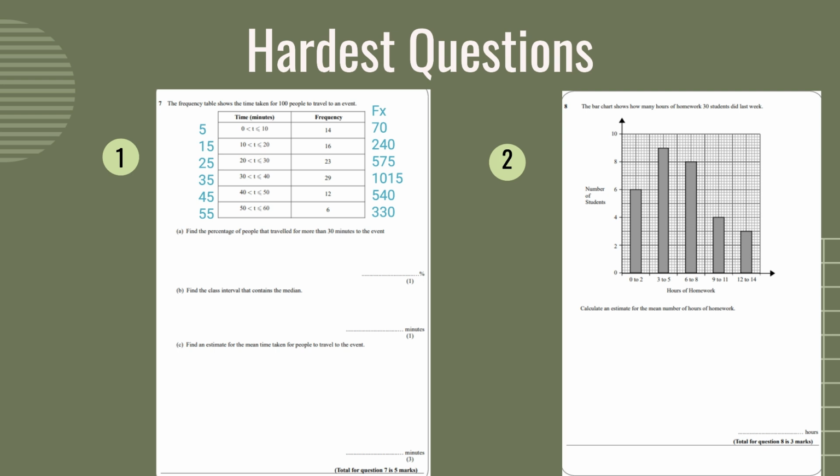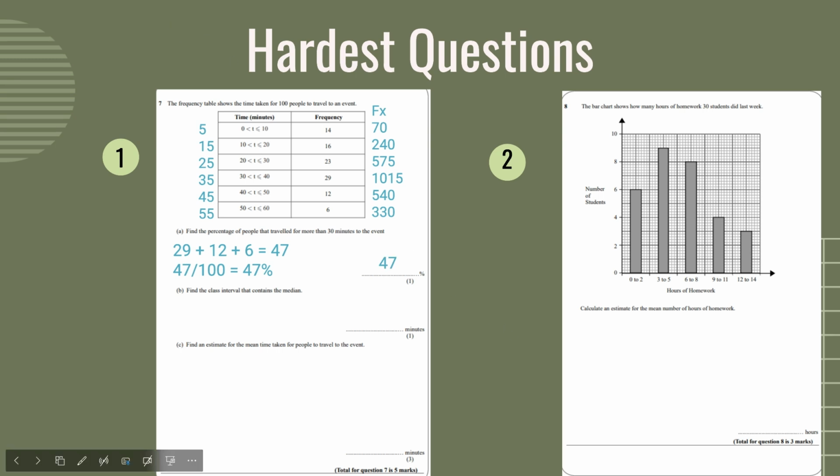As we know, our times in minutes must be above 30. So the frequency is 29 plus 12 plus 6, because that's everyone after 30 minutes. And that sums to 47. And as there are 100 people, 47 divided by 100 is just 47%. So our final answer would just be 47.